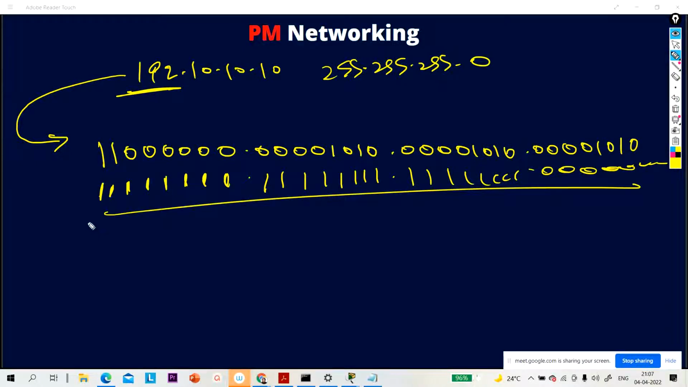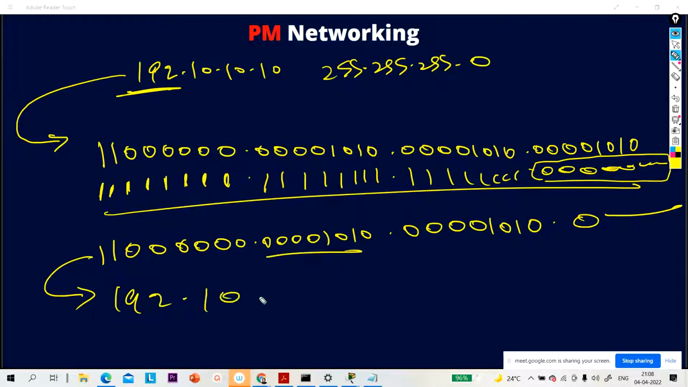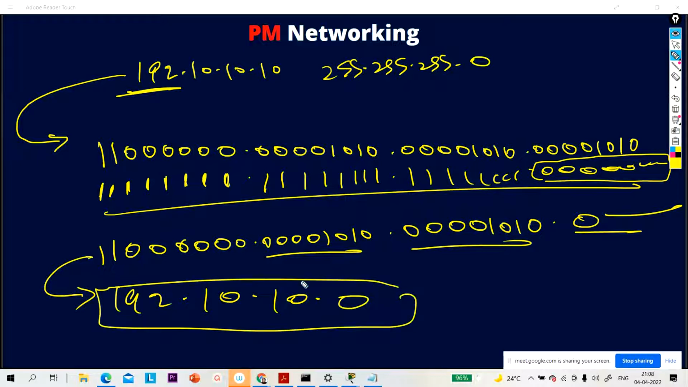Now if you perform the AND operation, you will get 11000000, 00001010, 00001010, and here all are 0, so you will get 0, right? What will be the value in decimal? 192.10.10.0. So this one is the network ID, the network ID of this IP address. Till now, clear to everyone? Yes.